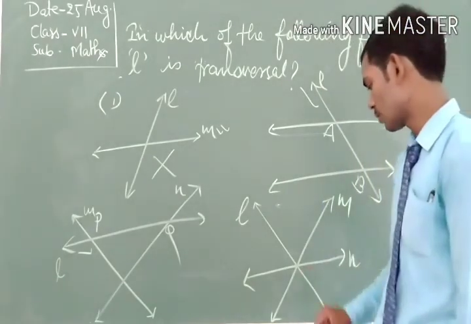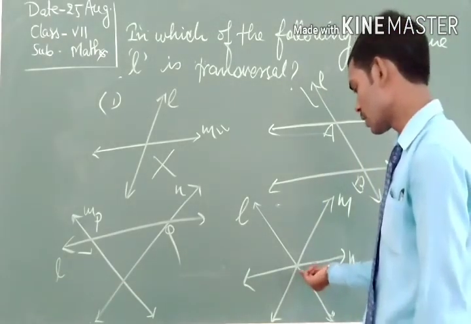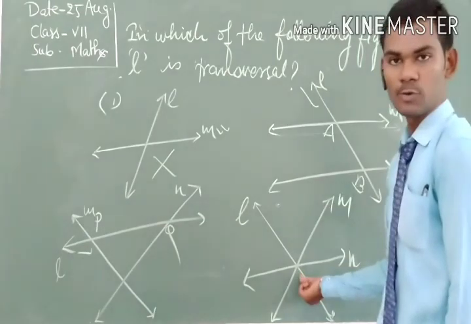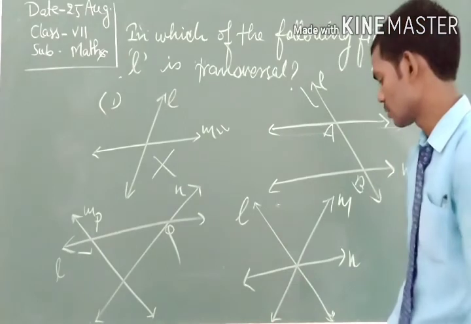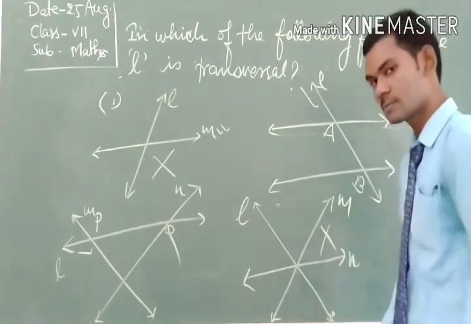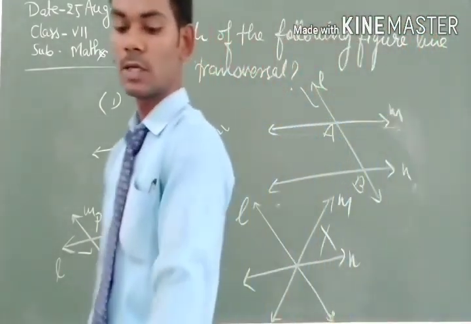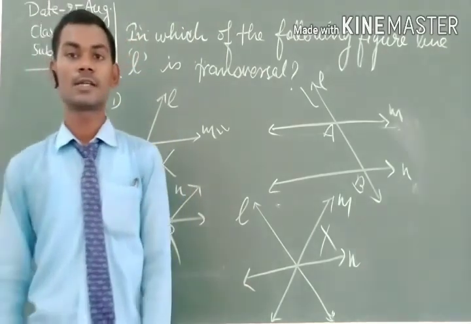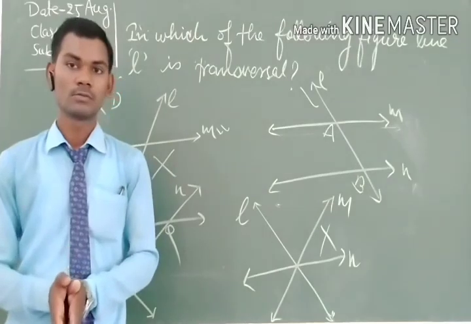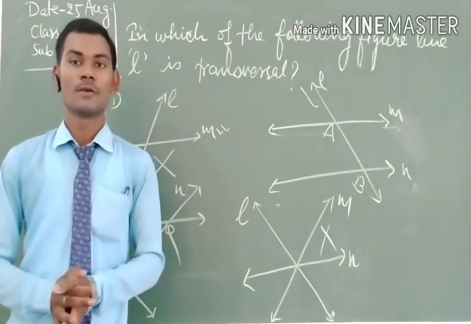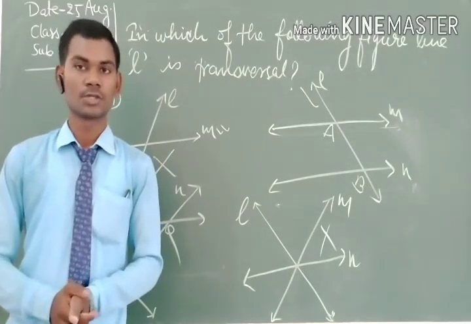And in figure 4, we can see that there is only one intersecting point, so it is not a transversal. I hope it is clear, and now I think that you are eligible to find the transversal line from the given set of questions.